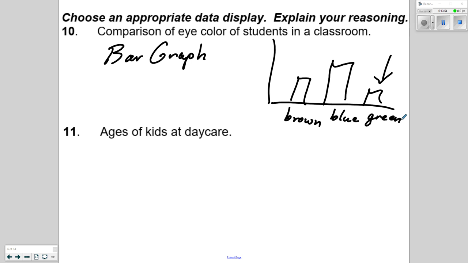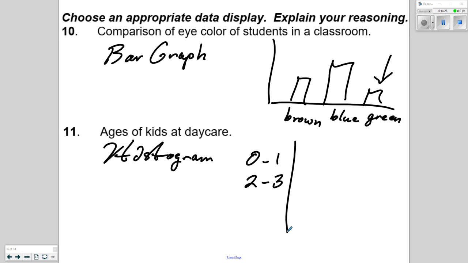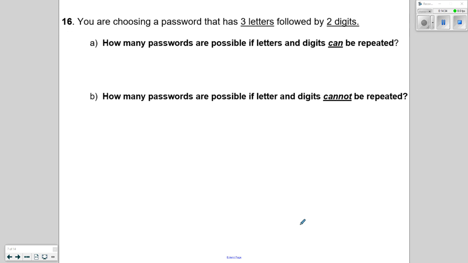All right, and 11, choose an appropriate data display for ages of kids at daycare. Okay, for something like this, we could construct intervals like we saw with number 6 when we were making a histogram. So with that, if we constructed a table with intervals, we could draw a histogram for that. Okay, where you have intervals like this, then you got your frequency, which is talking about how many people are there. All right, something pretty simple. All right, let's move on.